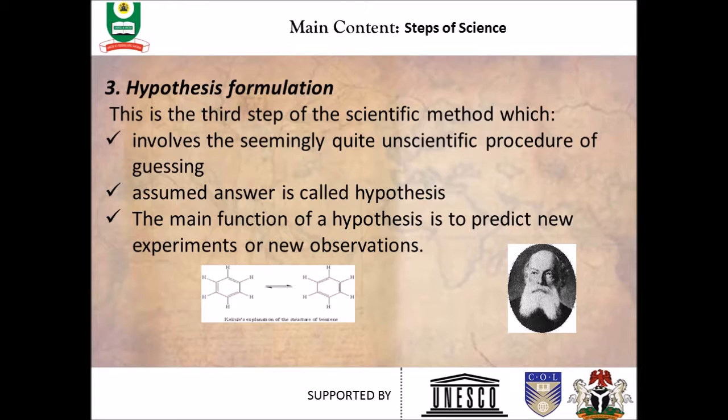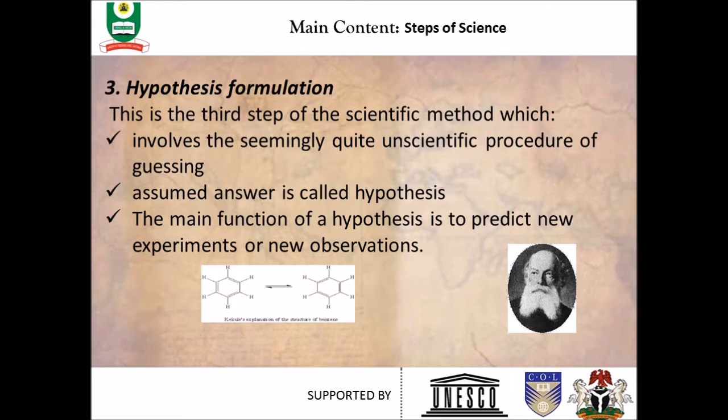Hypothesis testing. This is the third step of the scientific method. Do you know that this involves the seemingly quite unscientific procedure of guessing? One guesses what the answer to the question might be. Scientists call this assumed answer a hypothesis. A given question, as you might be aware, may have thousands of possible answers, but only one right answer. Thus, there are excellent chances that a random guess will be wrong. The scientist will only know if his guess was correct after he has completed the fourth step of the scientific method, which is experimentation. The main function of a hypothesis, therefore, is to predict new experiments or new observations.